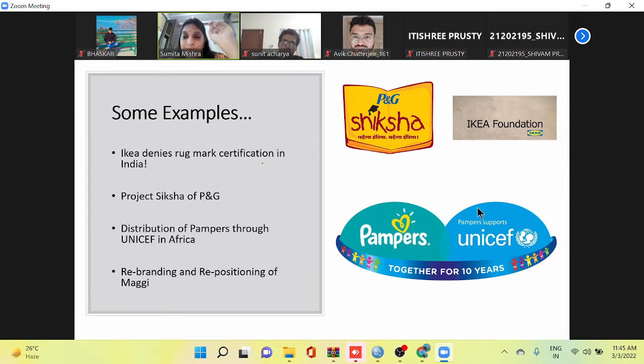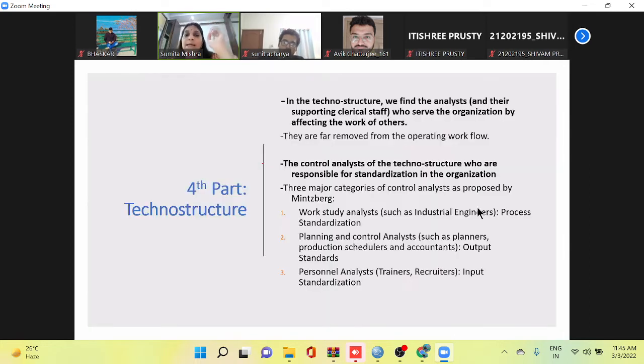Now, let's move to the fourth part. And that fourth part is called the technostructure. Now, what do people in the technostructure do, and why is the technostructure important? So if we look at the technostructure, we find the analysts. I'm just reading out what is there on the slide so that you understand, who serve the organization by affecting the work of others. What is the meaning of this word?